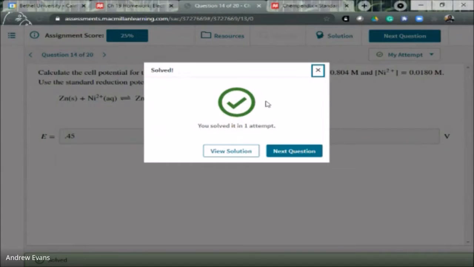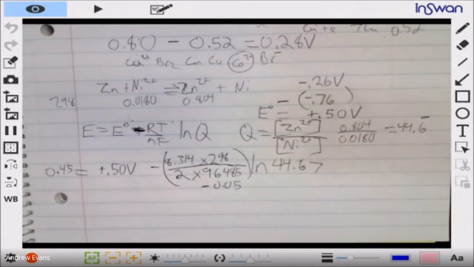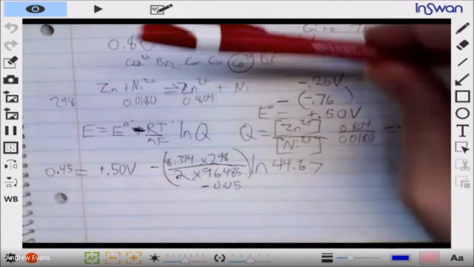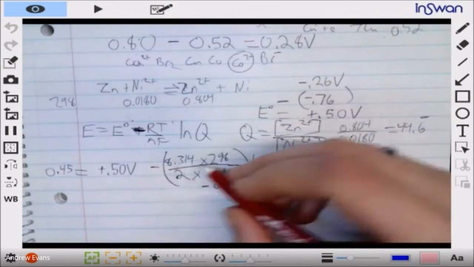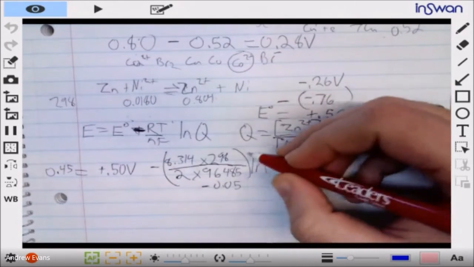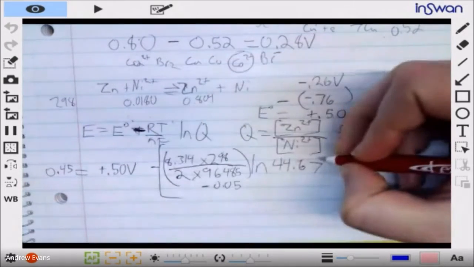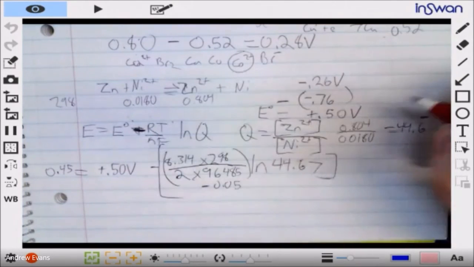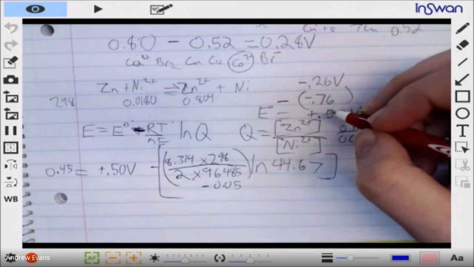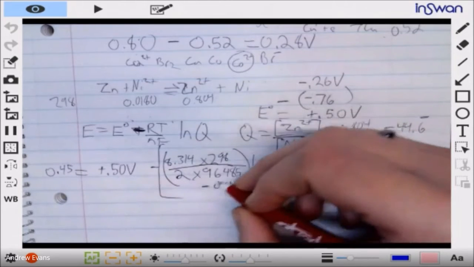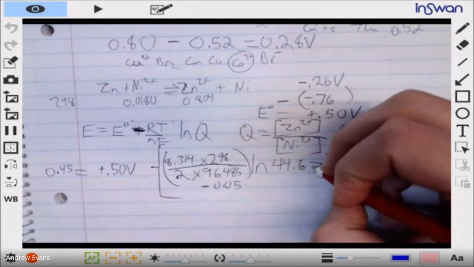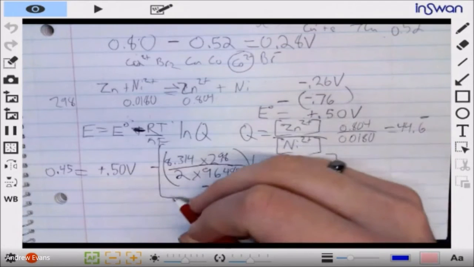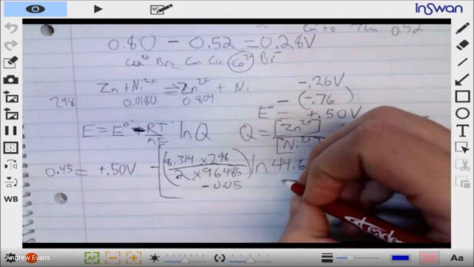Go back to the doc cam real quick. I have to make sure all this is in parentheses and all this is done ln Q. So that negative sign makes that a negative 0.05. If I did this, this is a positive number. ln 44 is a positive number. So minusing that becomes minus 0.05.